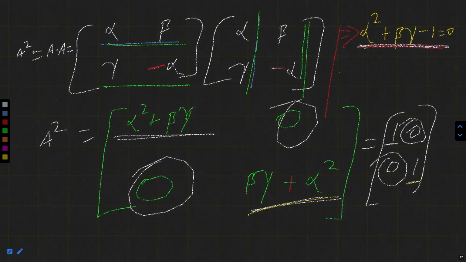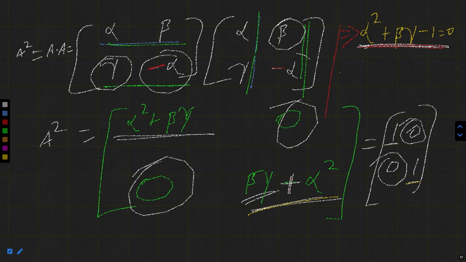Sorry for that, this will be plus. As you can see, this entry multiplies with this, and minus alpha multiplies with minus alpha, so minus times minus becomes plus alpha square. I hope it is clear now.